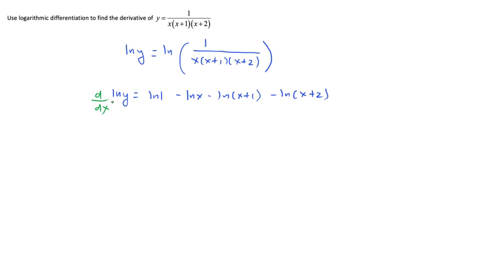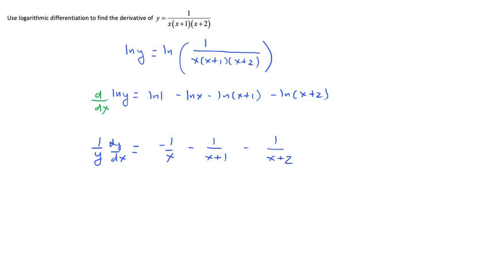So what happens when we take the derivative of ln of y? Well, that's 1 over y, but then by chain rule we need to multiply that by dy dx. What is the derivative of ln of 1? Well, ln of 1 is actually just 0. It's just a number, so that really just goes away. What is the derivative of ln of x? That's just 1 over x. The derivative of ln of x plus 1 is 1 over x plus 1 times 1, but we don't need that, it's just a 1. And then 1 over x plus 2.